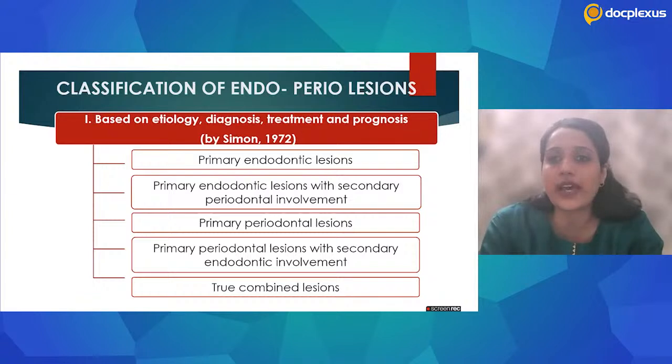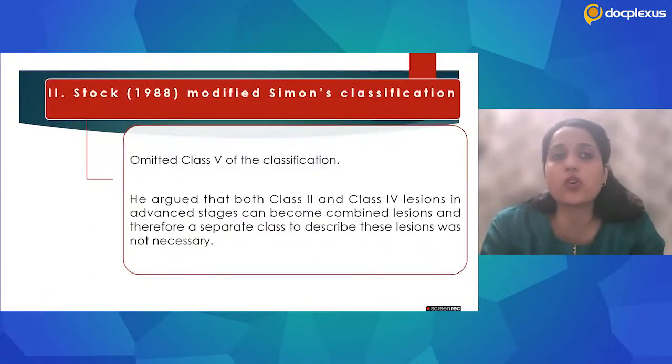Based on etiology, diagnosis, treatment, and prognosis, Simon in 1972 described five classes. As the name suggests, the first is primary endodontic lesions. Second is primary endodontic lesion with secondary periodontal involvement. Third is primary periodontal lesions. Then there is primary periodontal with secondary endo involvement, and true combined lesions. Now, this fifth class was omitted by Stock in 1988. He said class 2 and class 4 lesions can be given, and class 5 can be omitted, as they will give a combined lesion. So class 5 was omitted by Stock in 1988.